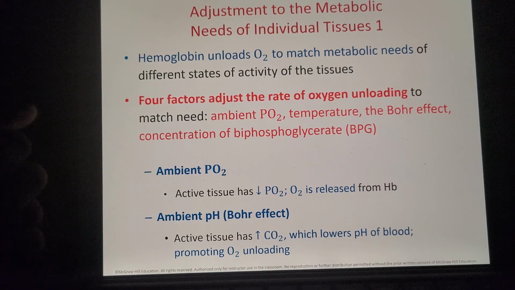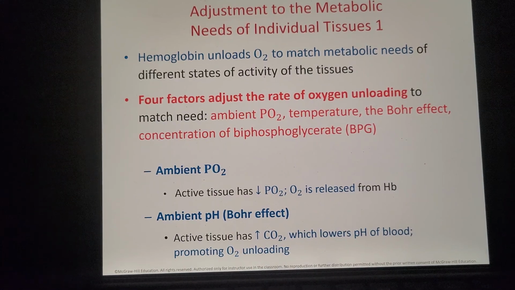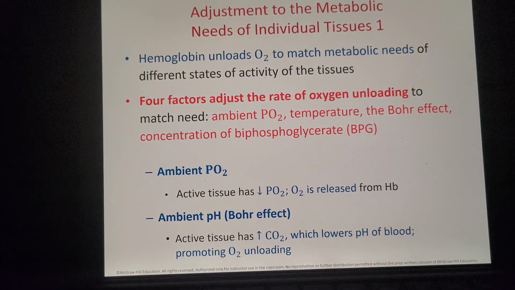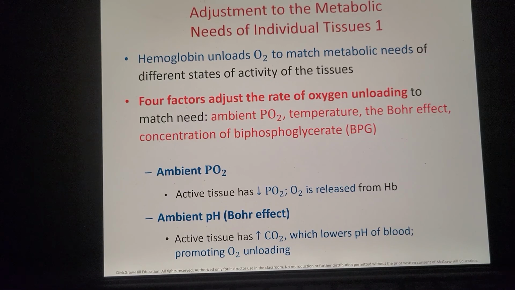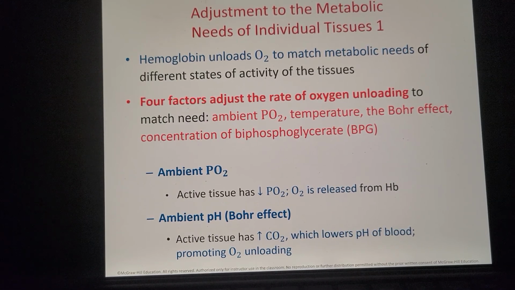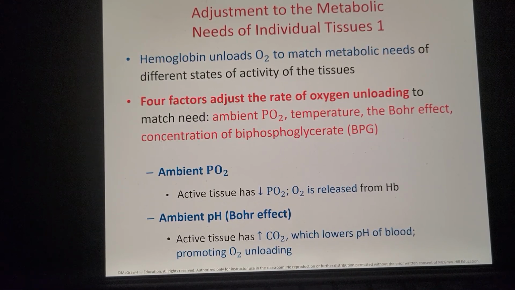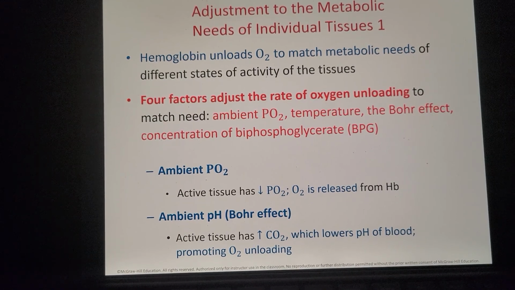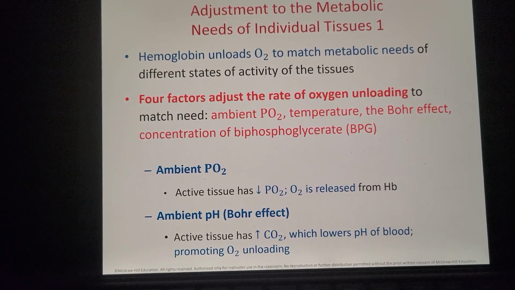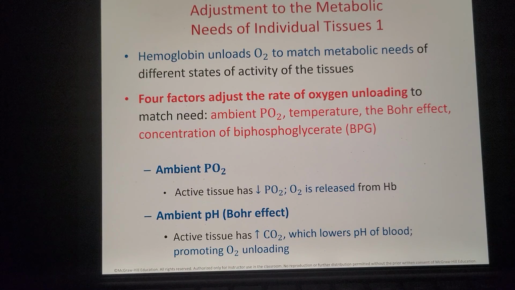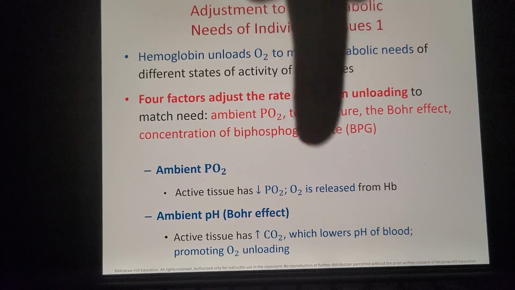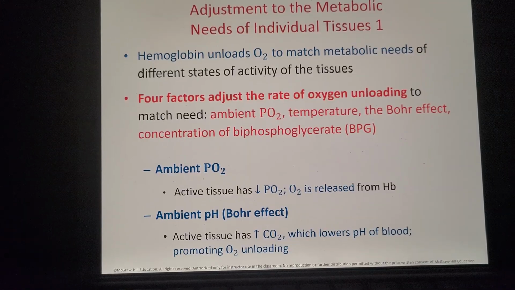So first one, ambient partial pressure of oxygen. Let's say you're exercising or whatever, you are using up more oxygen because you're needing the ATP production. So you have even less partial pressure of oxygen inside that active tissue. So more oxygen is going to be released from hemoglobin when blood comes by to drop off oxygen.